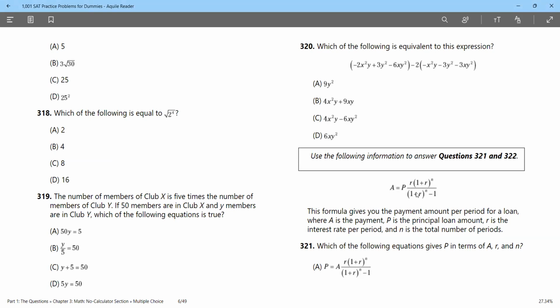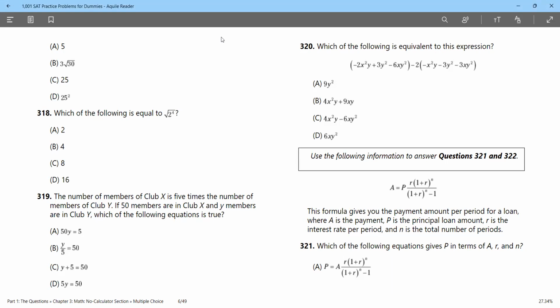Can you see this formula? This formula gives you the payment amount per period for a loan, where A is the payment and P is the principal loan, and R is the interest rate per period, and N is the total number of periods. The first question says, which of the following equations gives P in terms of A, R, and N?